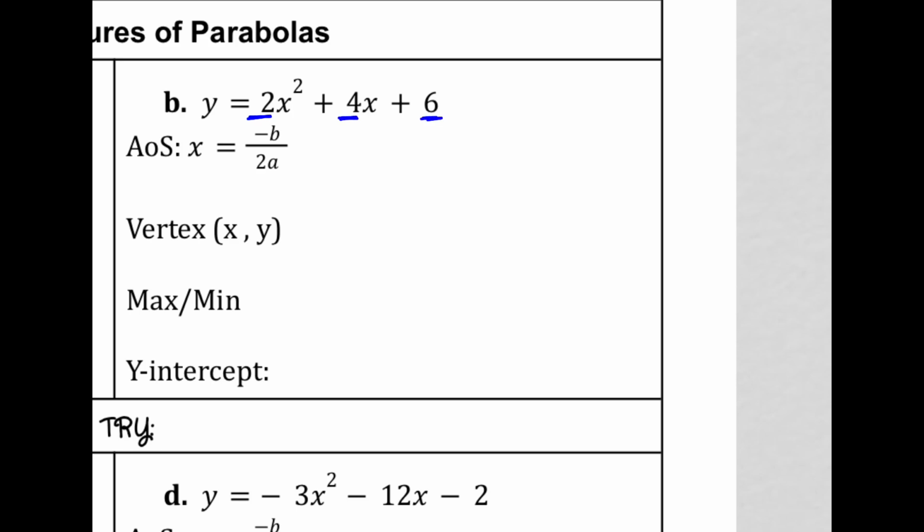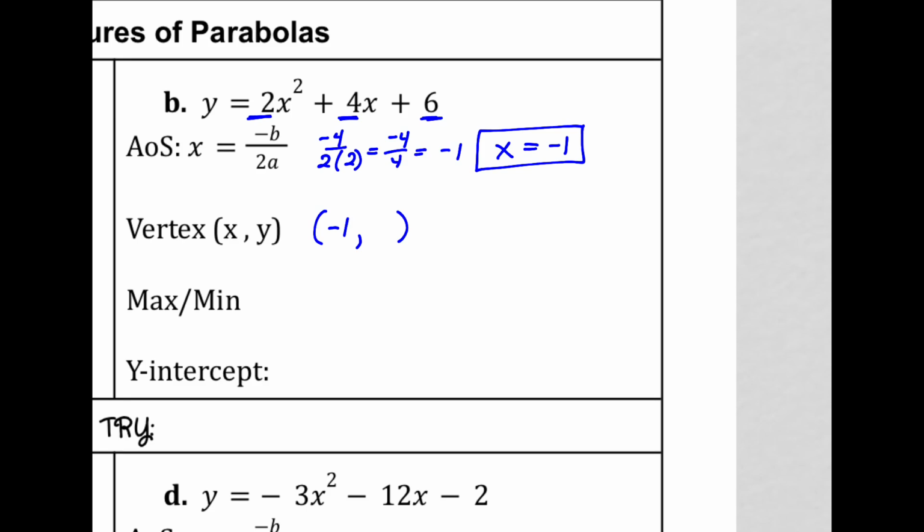So negative B would be negative 4. Our 2A would be 2 times 2. So we'd have negative 4 over 4, which would be negative 1. So remember, our answer has to be x equals. So our axis of symmetry is at x equals negative 1. The vertex then is, again, that is our x value that we just found. And then we have to figure out what the y value is if our x value is negative 1.